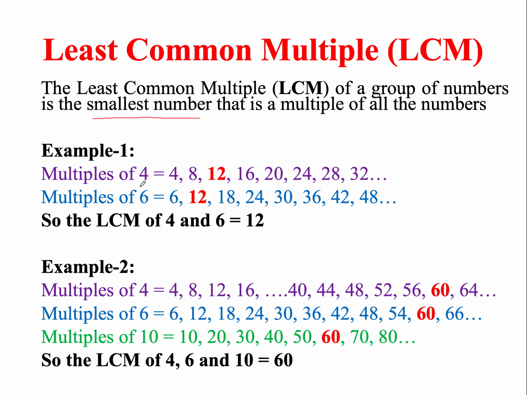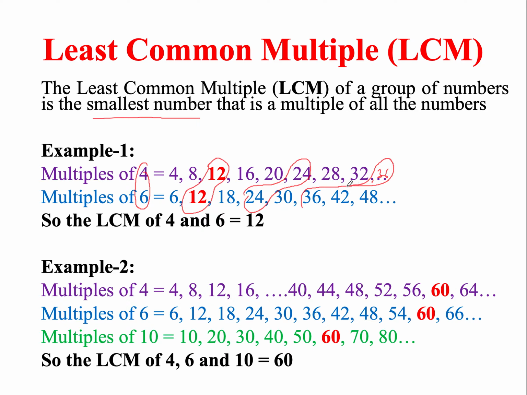For example, if we were to find out the LCM of 4 and 6, then we can write down the multiples of 4: 4, 8, 12, 16, 20 and so on. And the multiples of 6 are 6, 12, 18, 24 and so on. Now we can see that there are some common multiples of 4 and 6. For example, 12 is a common multiple as well as 24 is a common multiple. If I write them further, 36 will also be the next common multiple.